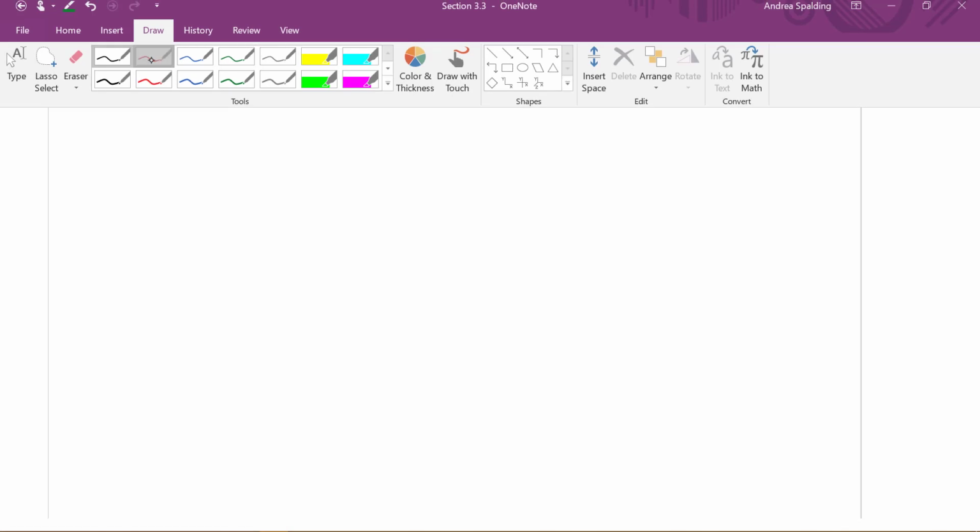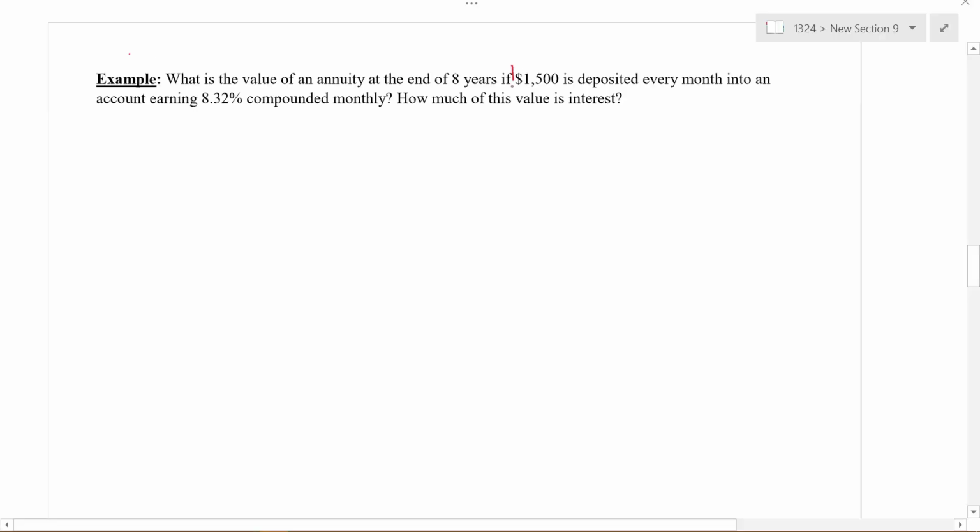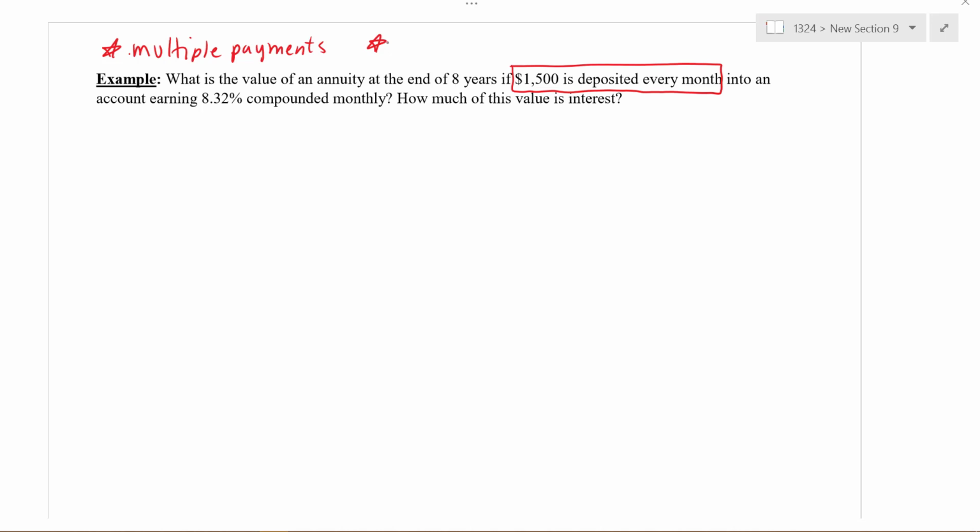Okay, before we get started, let's make note that we have a deposit that is going in every month. So that is multiple payments. Is the value of this account going to be increasing or decreasing? So it looks like if we're depositing money into this, that we are going to, in the end, have a lump sum. So this looks like the amount in the account is increasing.